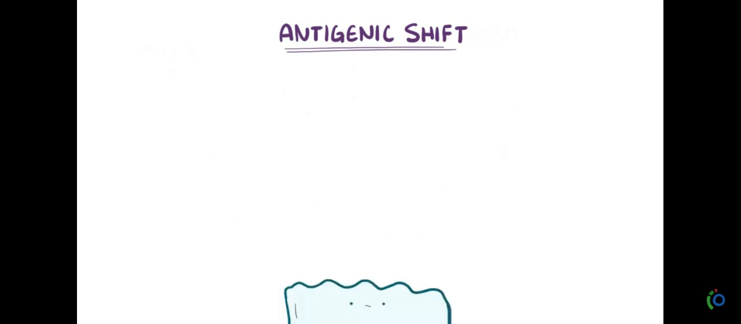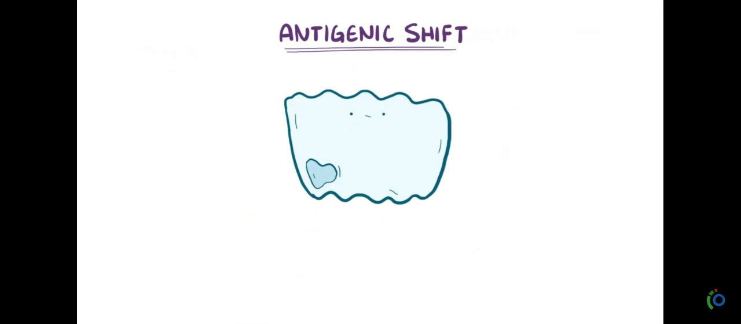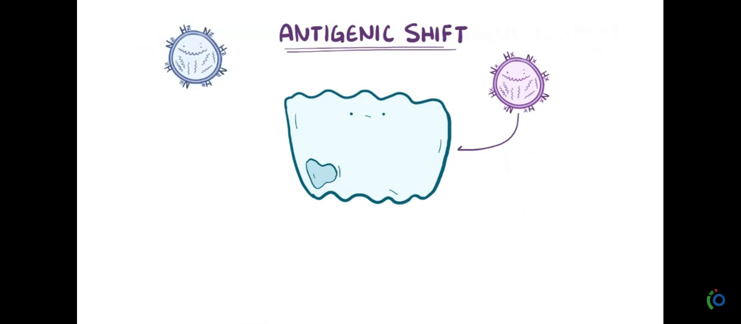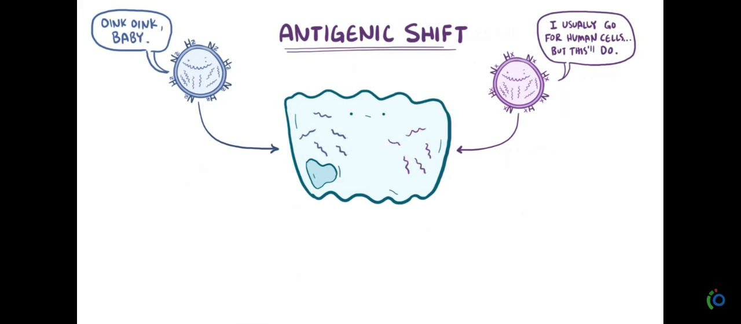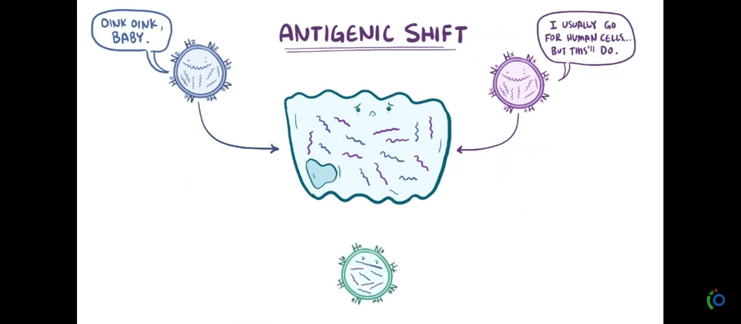This happens when the same cell, let's say a pig cell, gets infected with two similar flu viruses. For example, a flu strain that usually infects humans and one that usually infects pigs. Since the viral genome is in segments of RNA, the pieces might reassort or mix, allowing new viruses to have a mix of RNA segments in them.